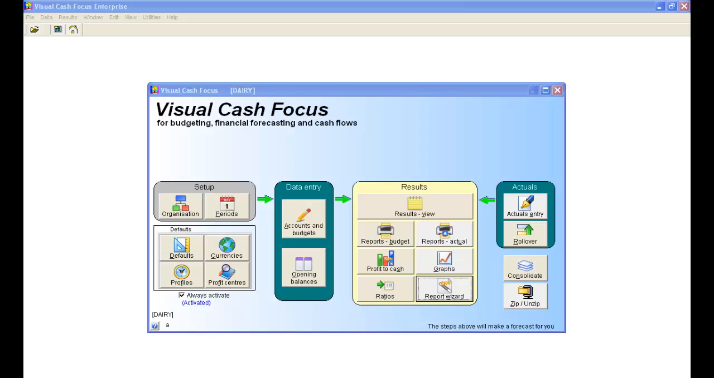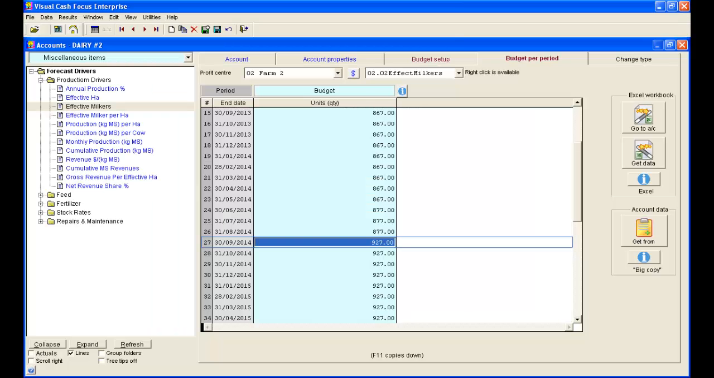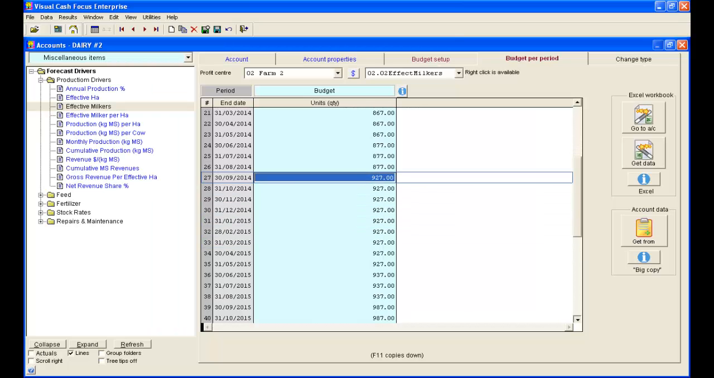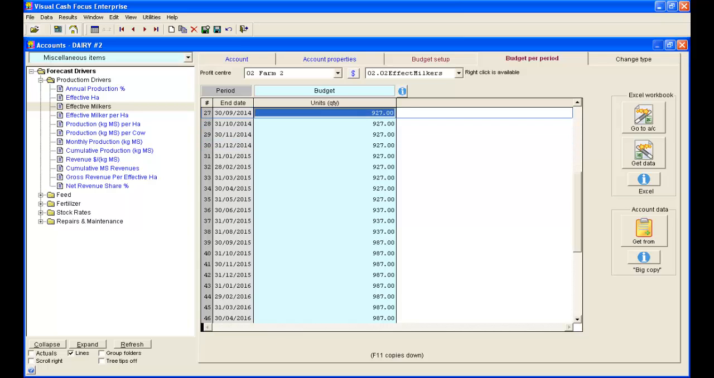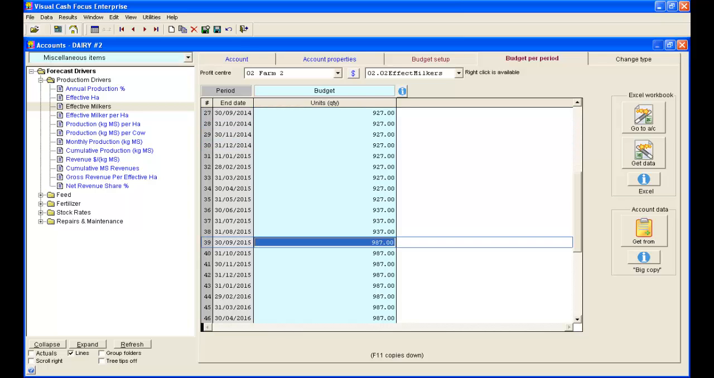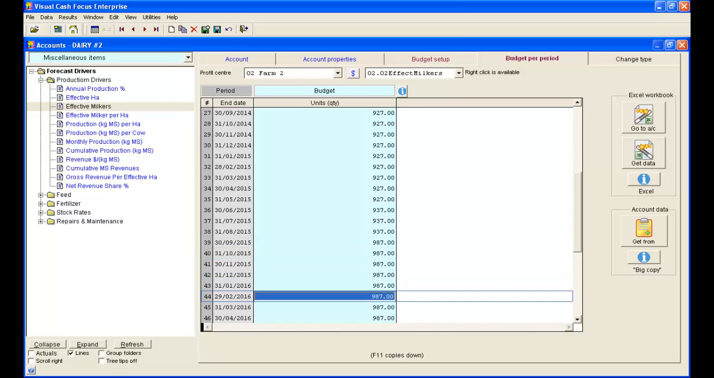Let's now look at another scenario. We assume that the payout remains constant at $5.80 and we just increase the herd size over the next 3 seasons. Can we achieve a similar effect on profitability and cash flow? To see the result, first let's save our budget model as another name and then increase the effective milkers by 50 cows a season in the copy.